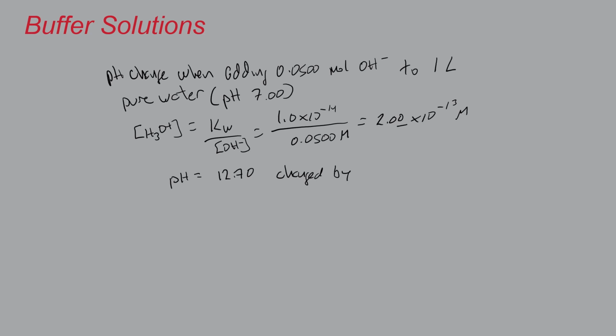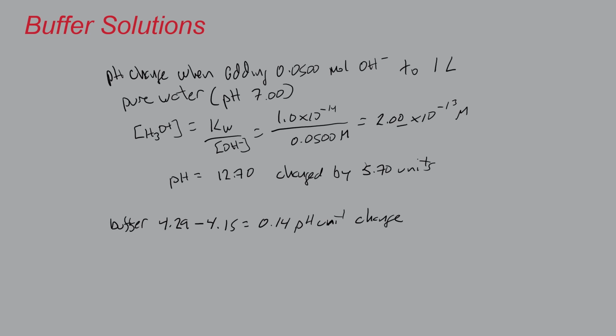So it went up by 5.7 pH units. Contrast that with the buffer, which went to a pH of 4.29, and it started at a pH of 4.15, which is, if my math is correct here, a 0.14 pH unit change. Now that's not nothing, but it is a significant difference.